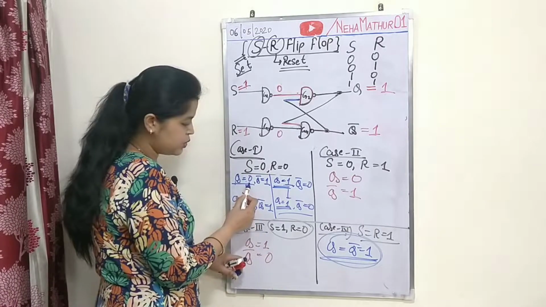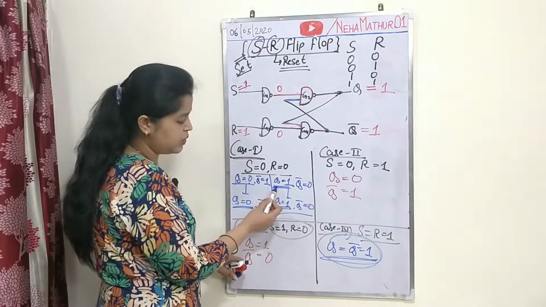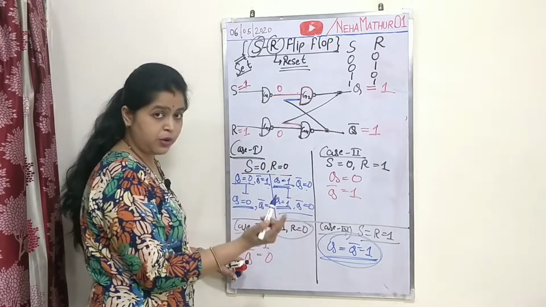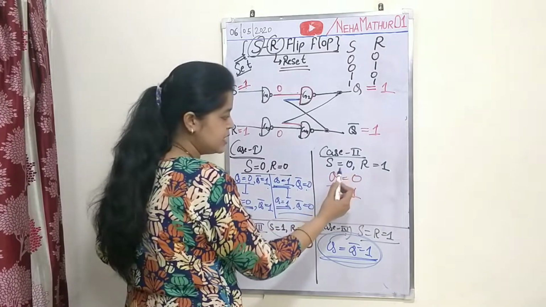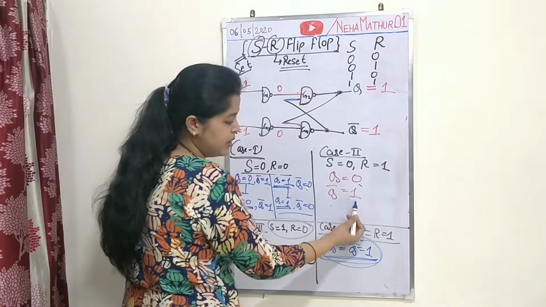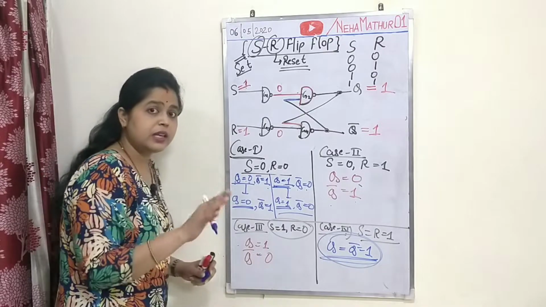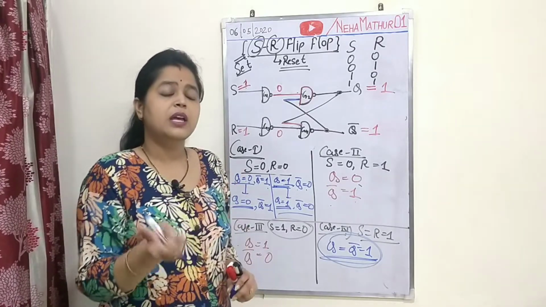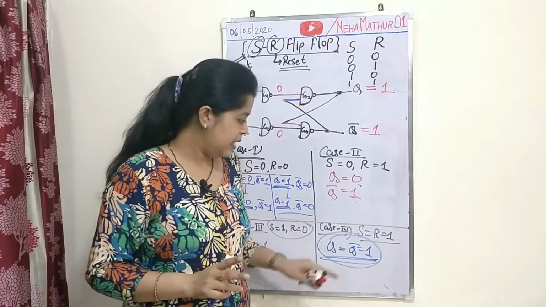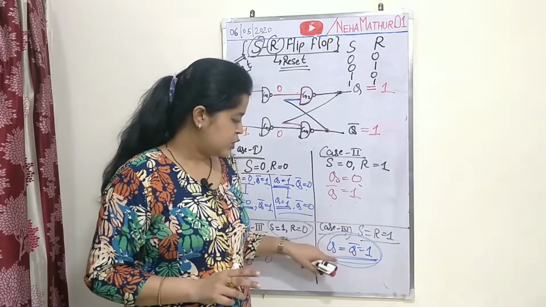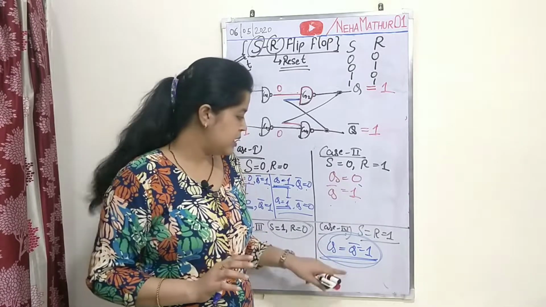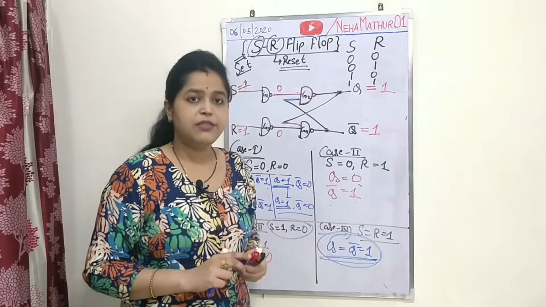So this kind of situation comes under the undefined condition, while in the first case you are observing that when Q is equal to 0, Q bar is equal to 1, and when Q is equal to 1, Q bar is equal to 0. Similarly, for the second case, Q is equal to 0 and Q bar is 1. Here Q is equal to 1 and Q bar is equal to 0. In all the cases you are getting Q and Q bar in complement form, while in this case the complement form is not possible. So this comes under the undefined condition.